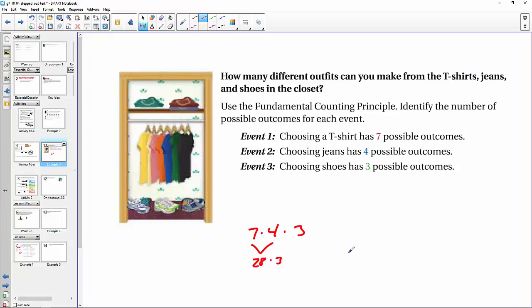equals, is that 84? Right, let's just double check. So this is 4, 2, 84. Yeah, 84 different ways to do this, which is weird because it doesn't look like it, right? But I have 84 different outcomes that I can have when I multiply all these together.